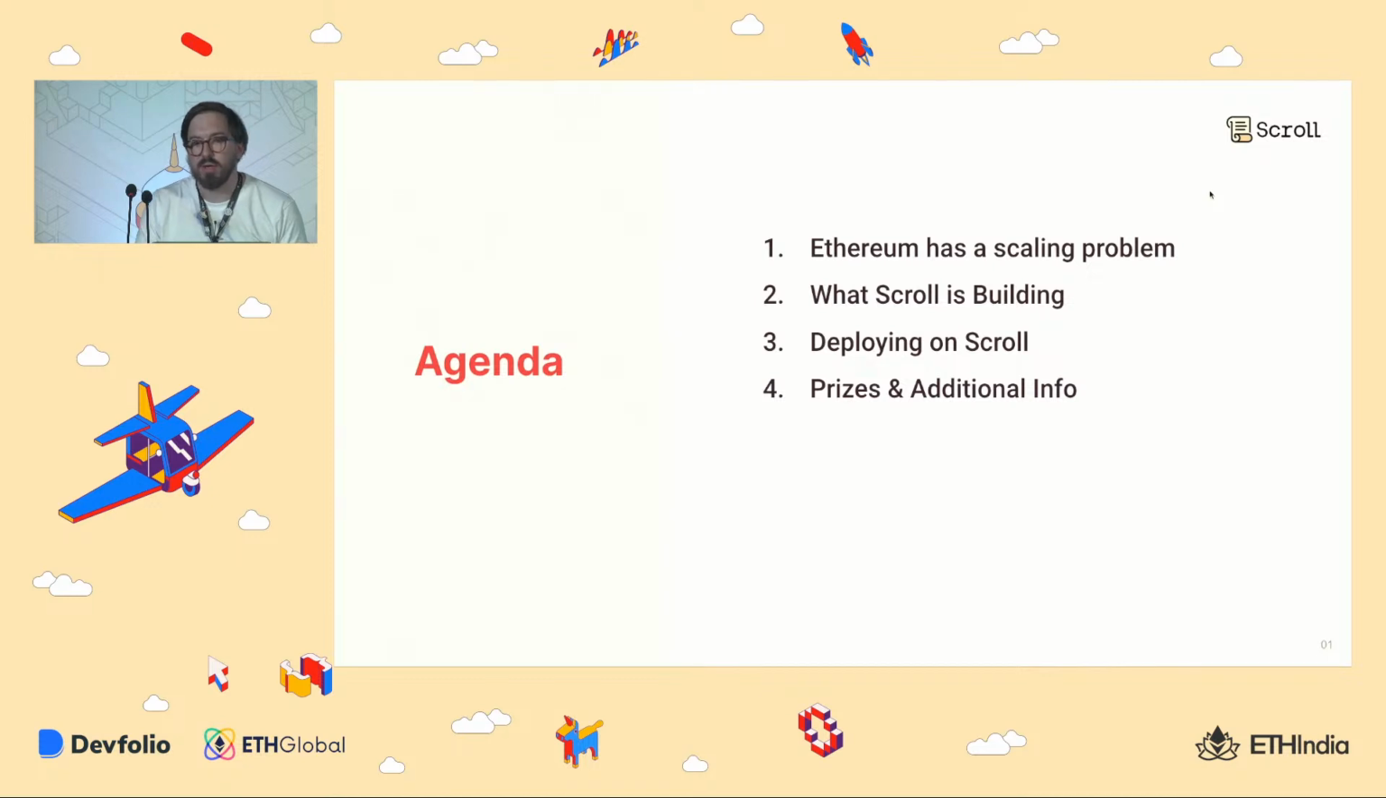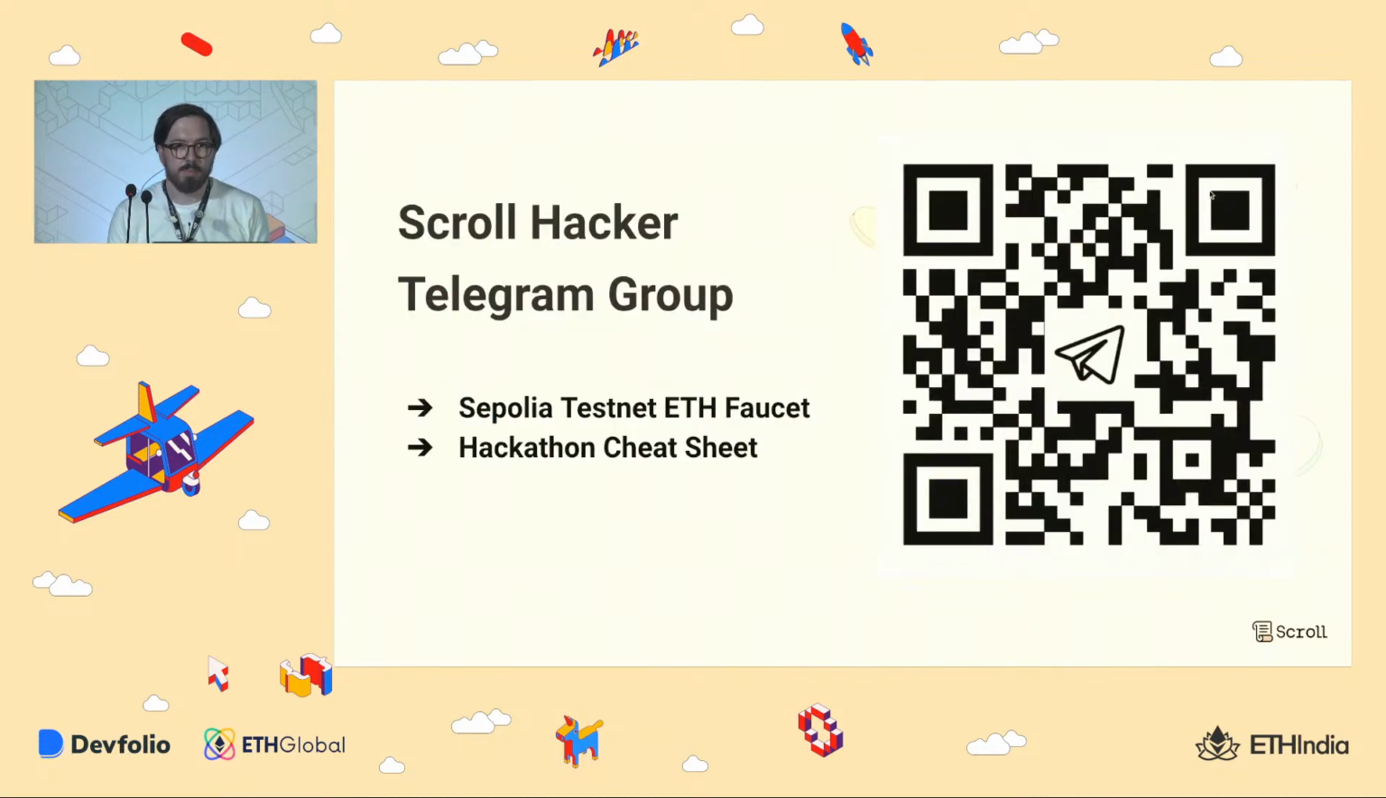So the agenda: we're going to talk about Ethereum having a scaling problem. We're going to talk about what Scroll is building to kind of solve that. We're going to talk about deploying your contracts on Scroll, and then of course prizes and additional info relative to the hackathon. But I'm going to leave this up here for a while. I will show it again at the end of the talk.